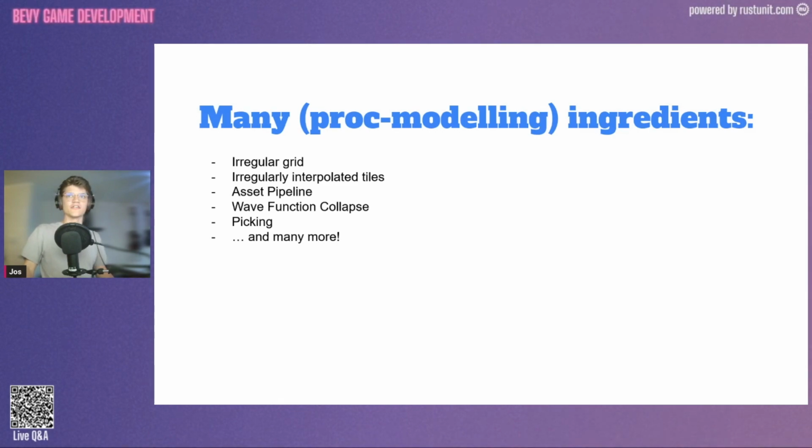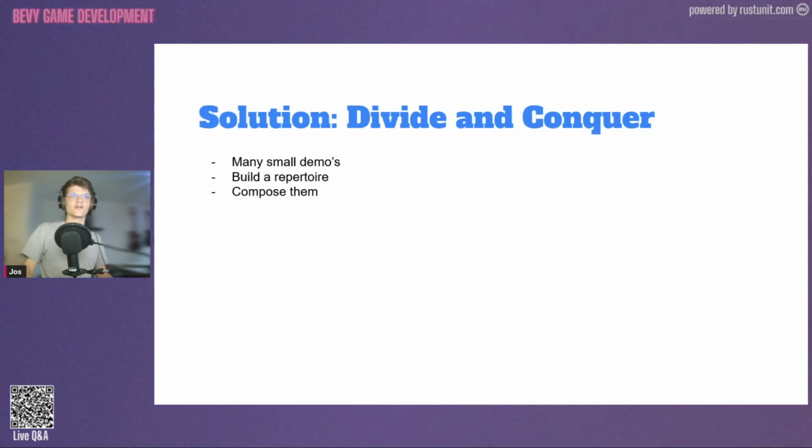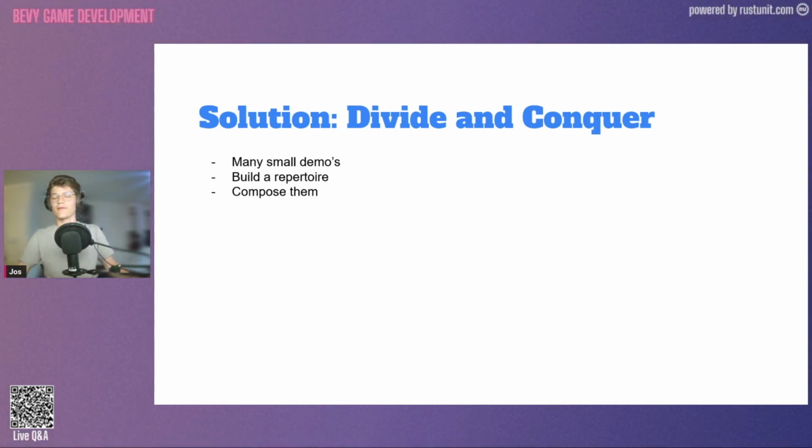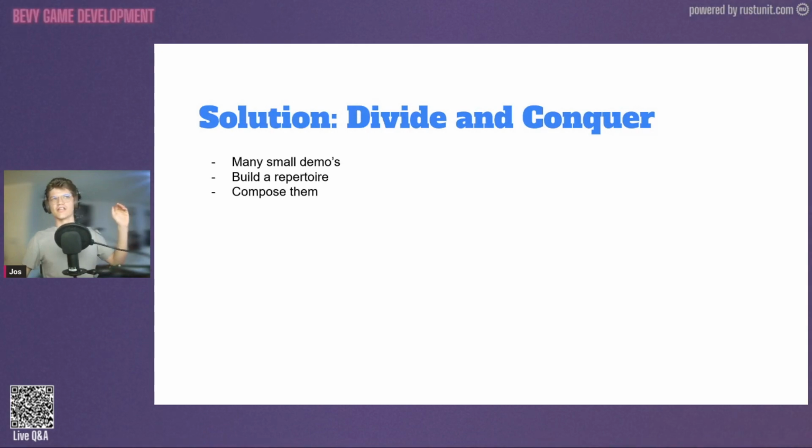So how do we solve this? Well, divide and conquer. The only way to tackle a problem this big, to my mind at least, is to make small tiny demos and then slowly build a repertoire of procedural modeling tools from those small demos, and then afterwards try to compose them into the whole that is this environment.